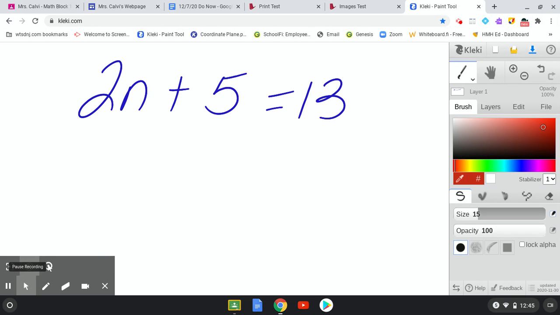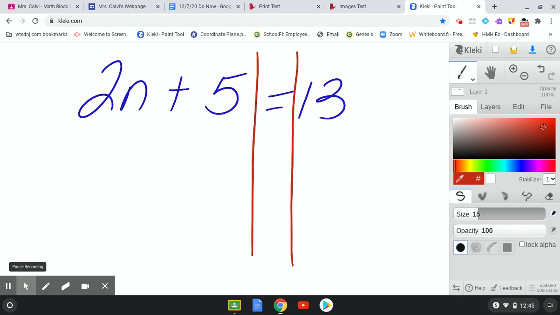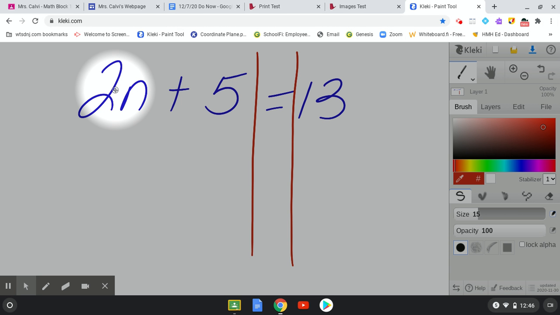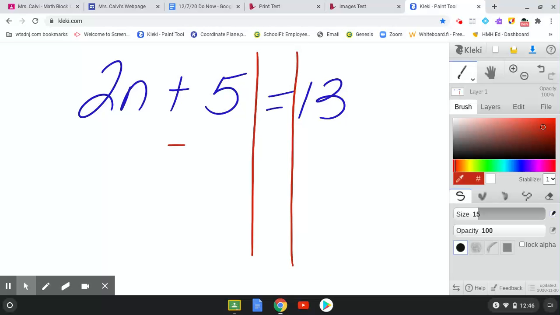So what I'm going to do is, of course, draw my lines to make things nice and neat. I want to get rid of that plus 5. I'm going to do that first, before worrying about the 2 that I have with my variable. So I'm going to look at what is by itself first and move that over. So I'm going to subtract 5 on both sides.